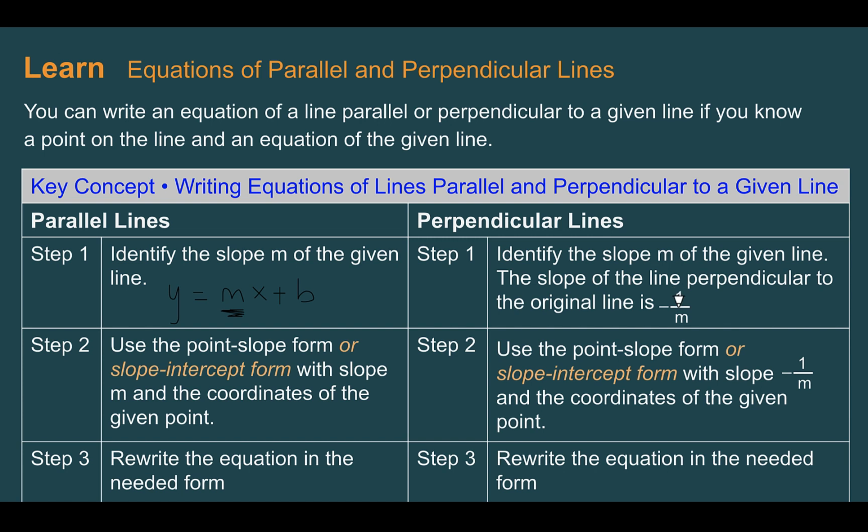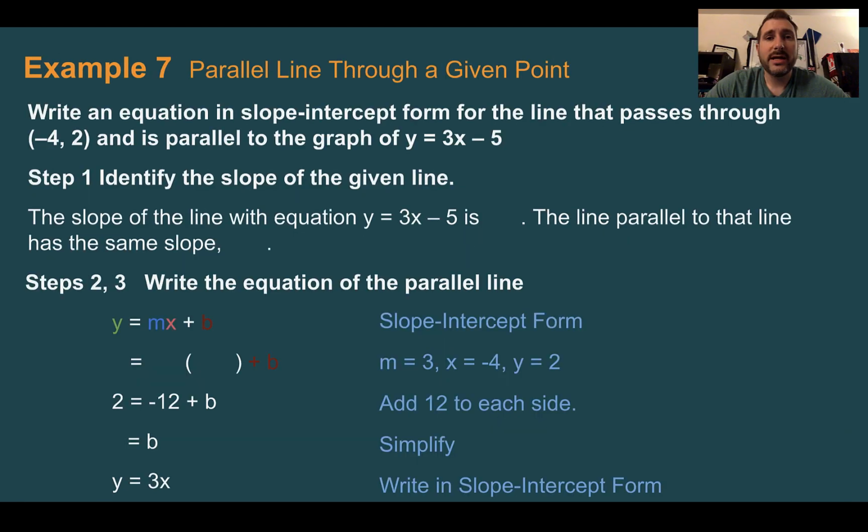They write it as -1 over m, just showing that the slope was flipped, and now it's the opposite sign. We're going to plug it in just like with parallel, along with the point that we're given, solve for the y-intercept, and rewrite our equation. So the steps are very similar, just what you do with the slope is where it's different. Example 7, a parallel line through a given point. Write an equation in slope-intercept form for the line that passes through (-4, 2), and is parallel to the graph of y equals 3x minus 5.